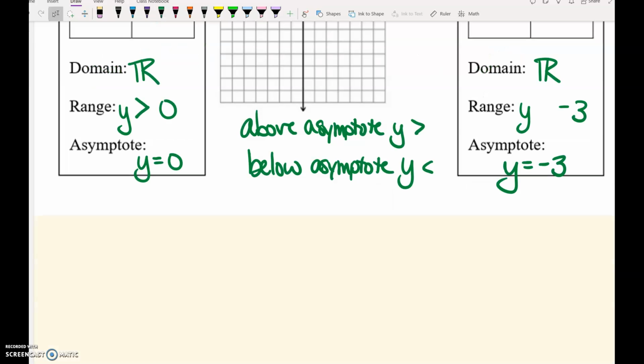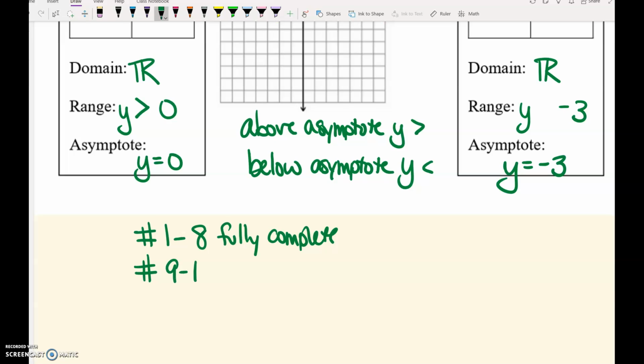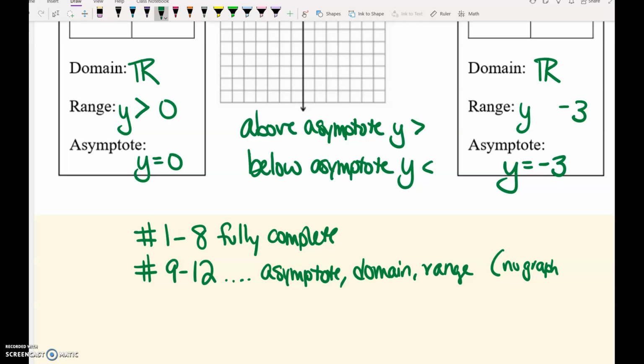On your worksheet, numbers 1 through 3 are matching with growth graphs. 4 through 6 are matching with decay graphs. Numbers 7 and 8, I want you to graph fully. So numbers 1 through 8, I want you to fully complete. On the next page, numbers 9 through 12, all I want you to do is find the asymptote, the domain, and the range. You do not need to graph. You can graph if you want to, but you don't need to on numbers 9 through 12.